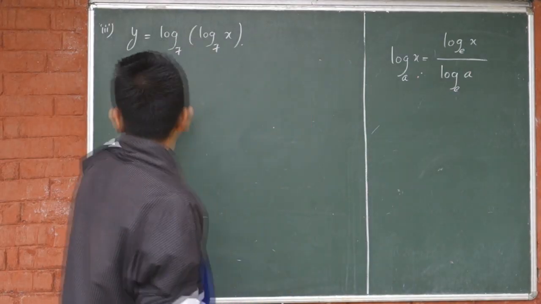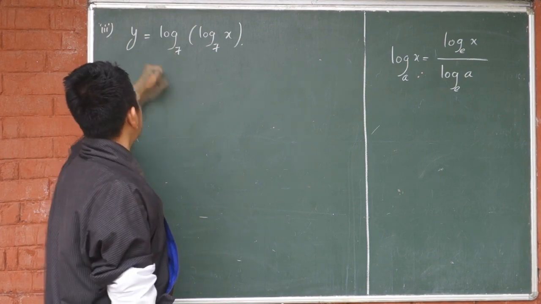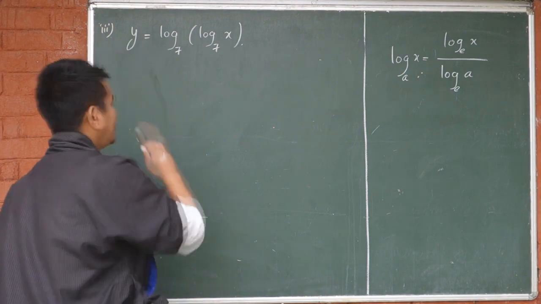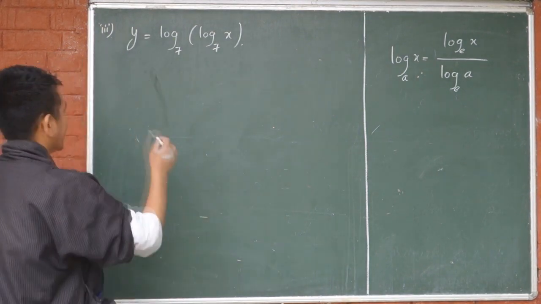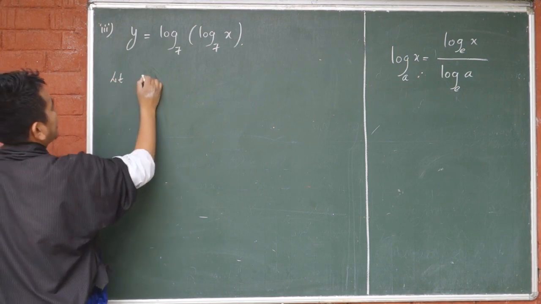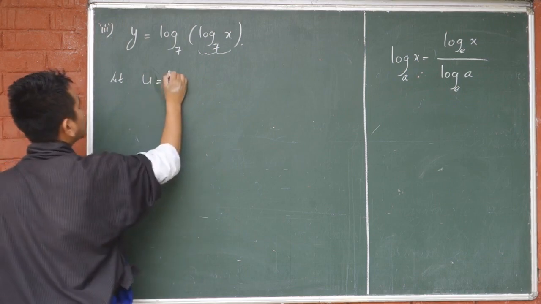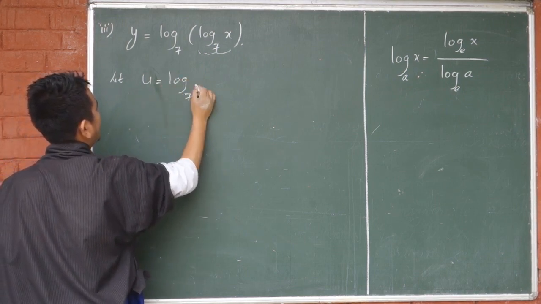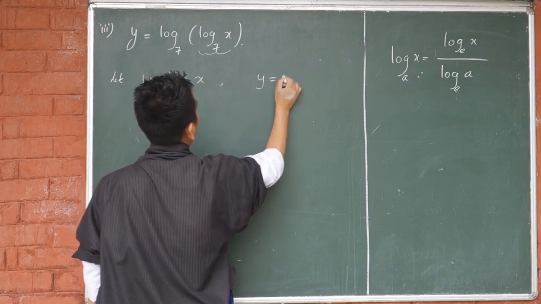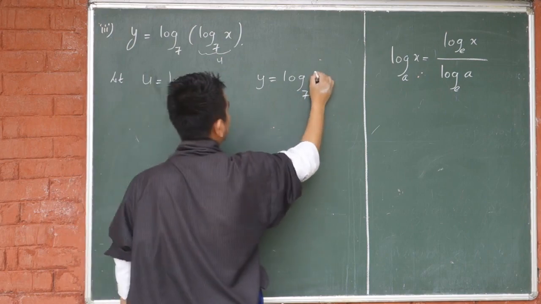So this question now, Roman number 3. Here the base of the log also is 7, here also is 7, but not the base e. What I can do here is, let me use the chain rule, okay? In chain rule differentiation, let u is equal to log to the base 7 of x, and definitely y will become now log to the base 7 of u, since I have taken this one as u.